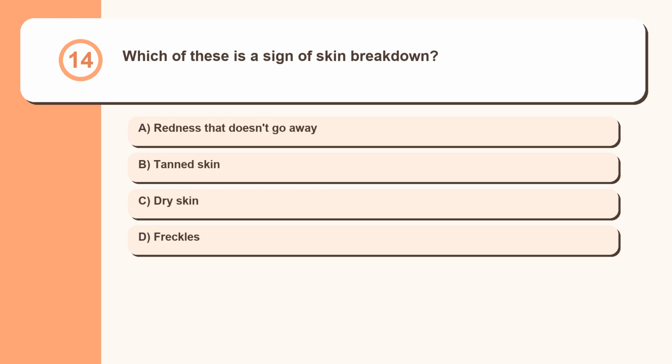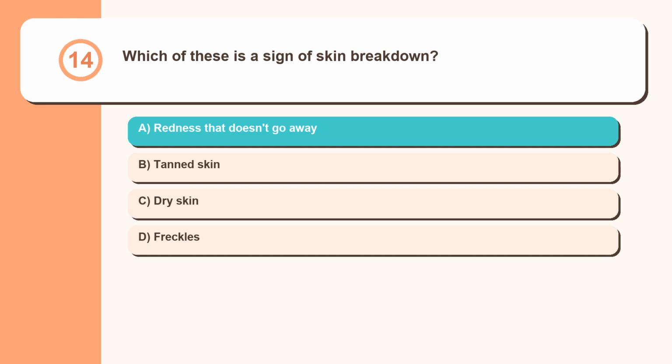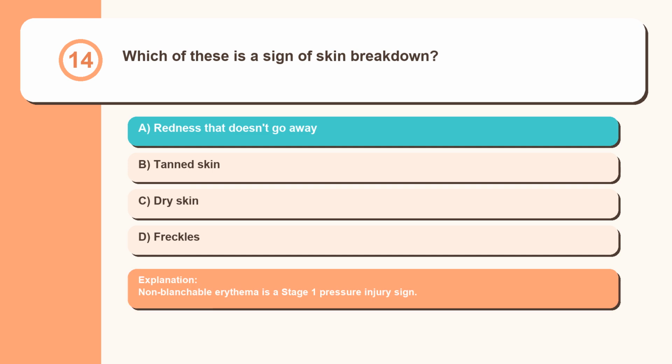Question 14. Which of these is a sign of skin breakdown? Redness that doesn't go away. Tan skin. Dry skin. Freckles. Non-blanchable erythema is a stage 1 pressure injury sign.